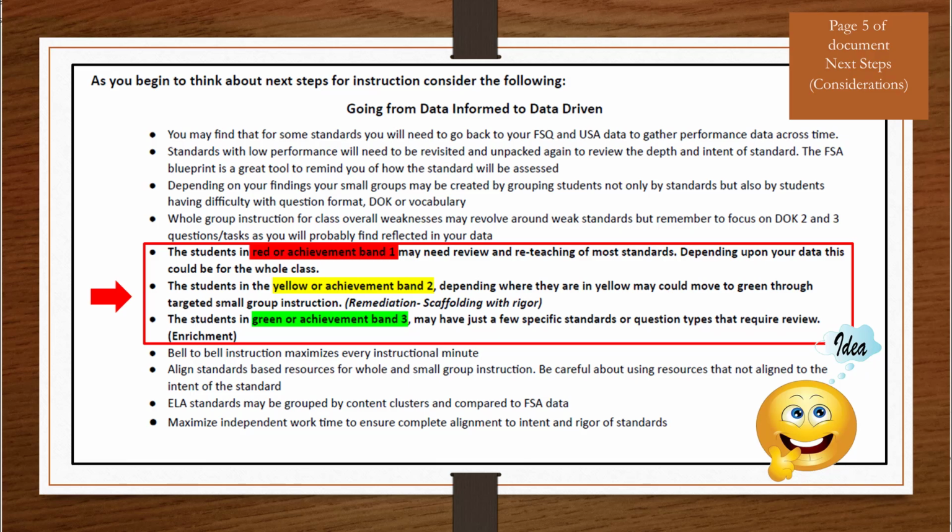Keep in mind, students in the below threshold values, the red achievement band, may need review and reteaching of most of these identified standards. Students in the threshold value, the yellow achievement band, can benefit from remediation of the targeted standards at the assessed level of rigor. Small group instruction and scaffolding is the key concept with this group of students. This group could also benefit using additional lessons in iReady if it's elementary.